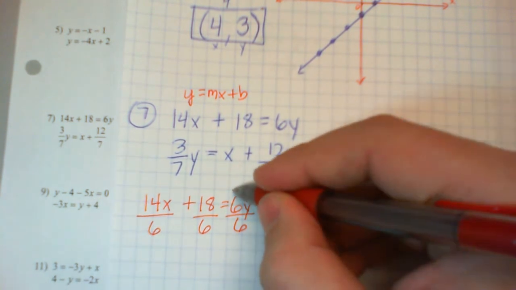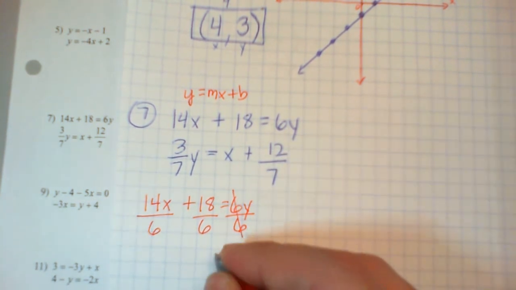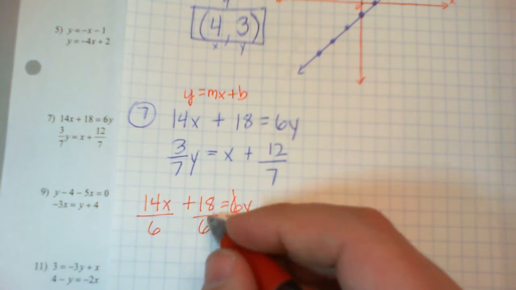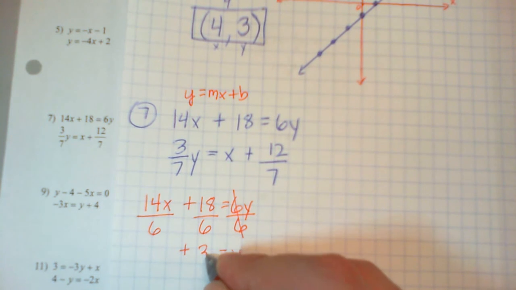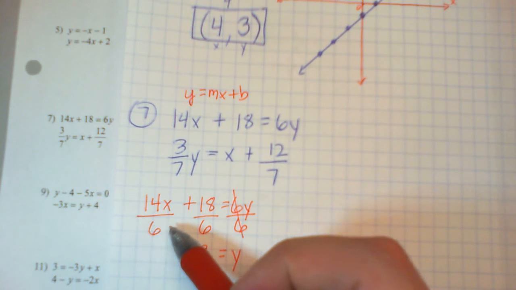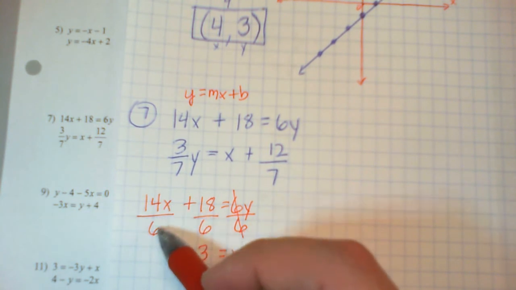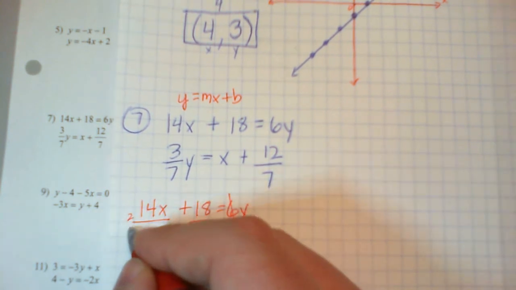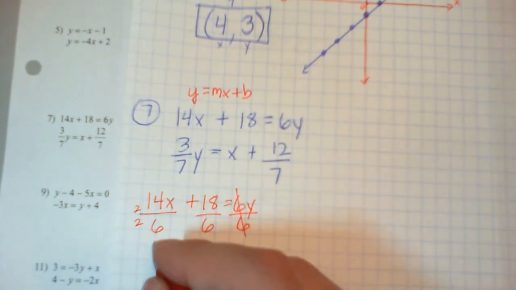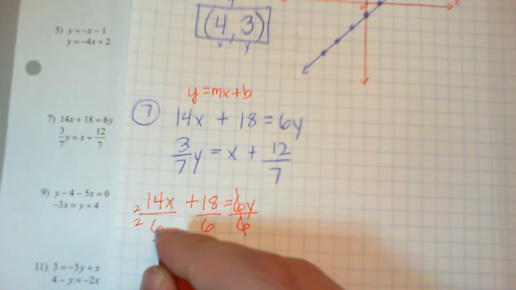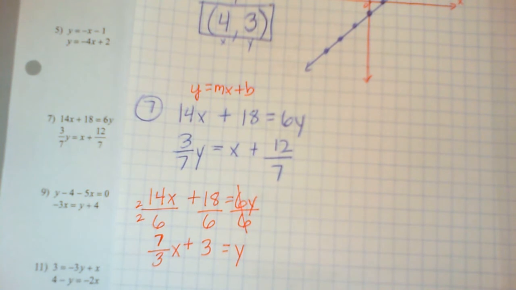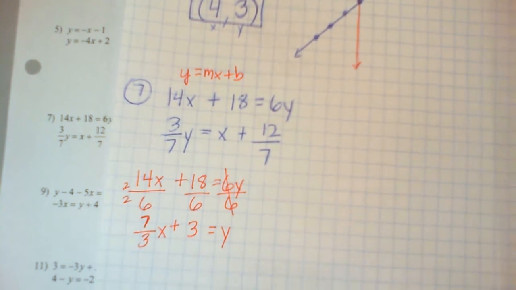So the 6 and the 6 cancel. I'm left with y is equal to 18 divided by 6. Well, 6 will go into 18 three times, so positive 3. And then 14x divided by 6. This will not give us a whole number, but it can simplify. So 14 over 6, one number will go into both of those, and that number is 2. 2 will go into 14 seven times, and 2 will go into 6 three times. So I have 7/3 x plus 3 equals y.